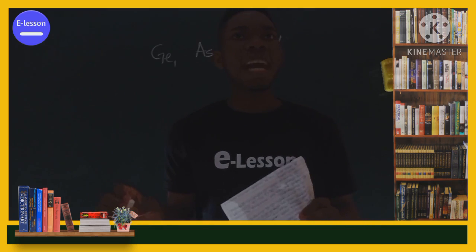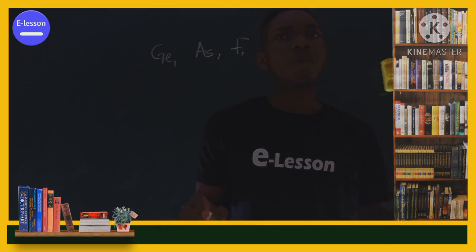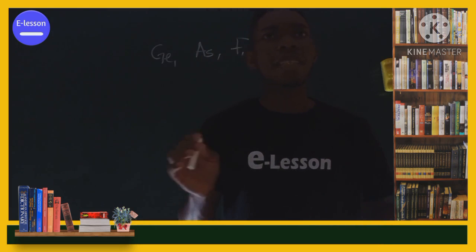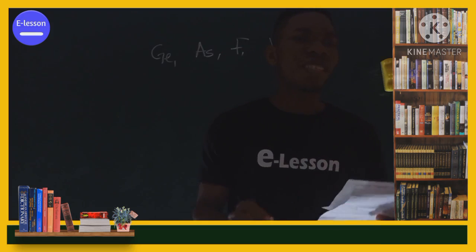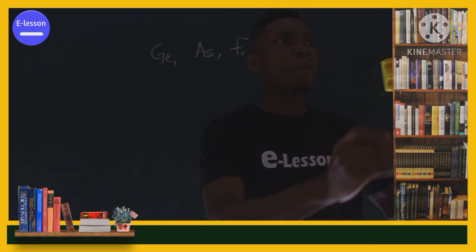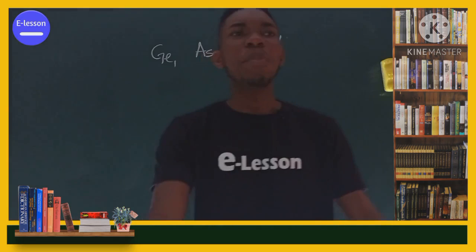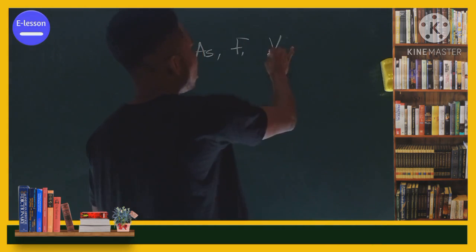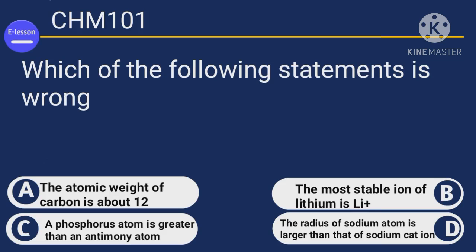The transition metals we have start with scandium, titanium, vanadium, manganese, iron, like that. All these are what? Transition metals. They are transitional between the main group elements and the what? Non-metals. Is that clear? So this is a bonus question. The correct answer is vanadium. Now, we have which of the following statements is wrong?